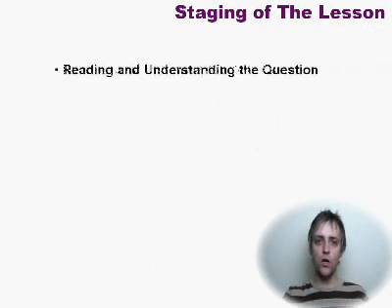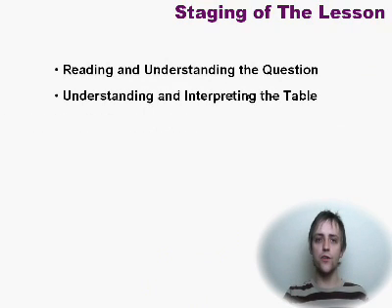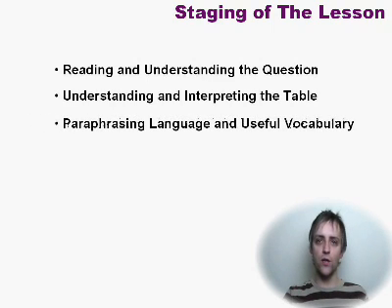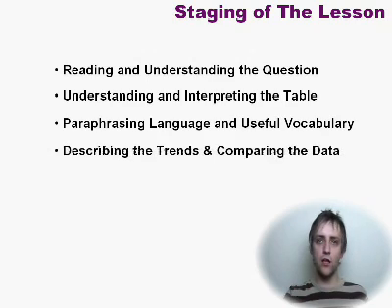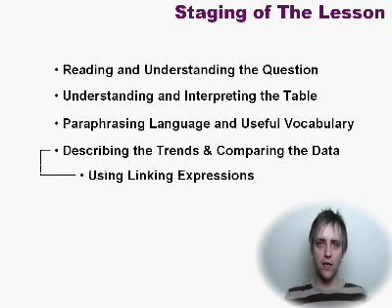So, as usual, we're going to start by looking at the question. Then we're going to look at the table itself and interpret the information that's given. And then we will look at the language in the question and the table, paraphrasing it, using useful vocabulary. And then looking at the data in the table itself and trying to understand what's going on to be able to describe those trends and to compare the information that we're given. And within this, we will need some useful vocabulary for balancing information. So we're going to look at some linking words.